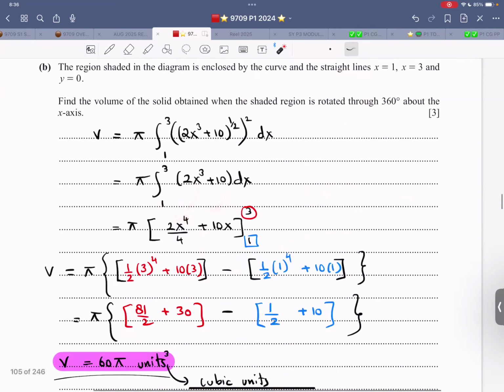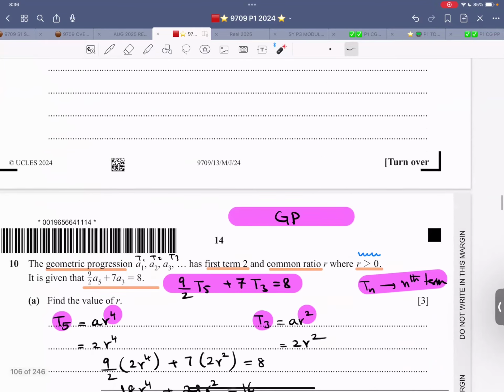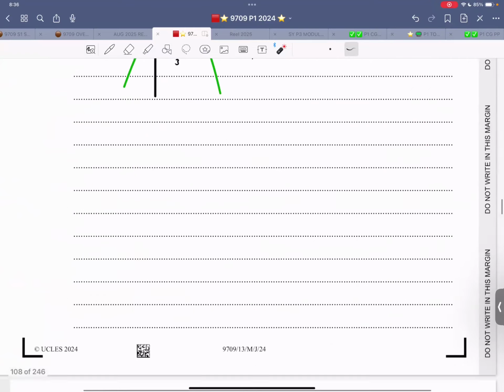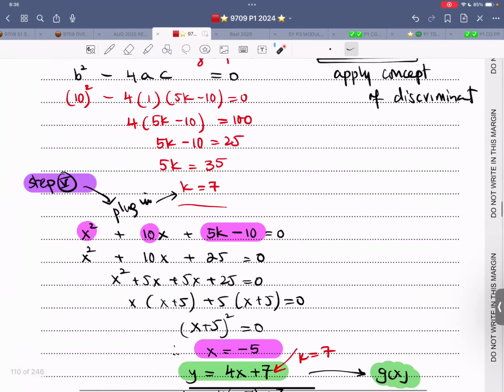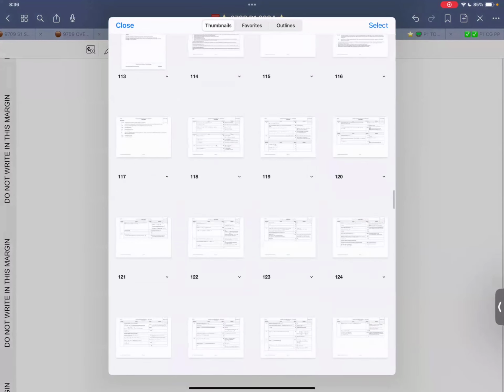Integrate it individually. Plug in the limits. Simplify. You get the answer. Leave the answer in terms of pi. Don't forget to write cubic units. Okay, this is completing the square. Ignore it. Let's move to the next paper.